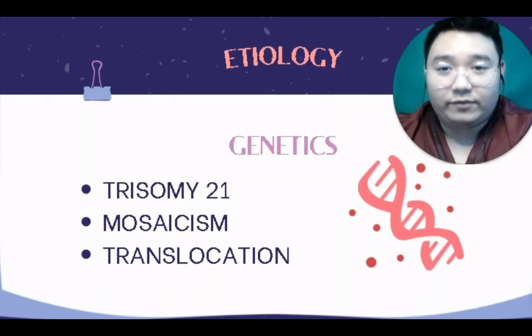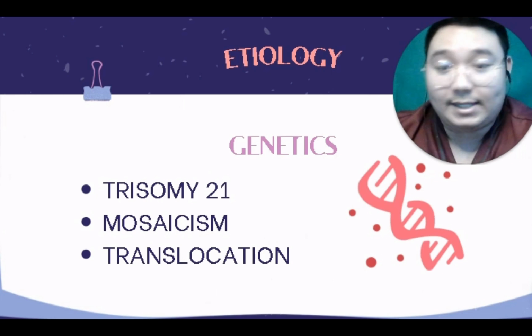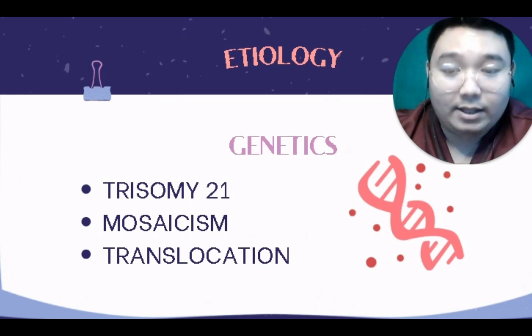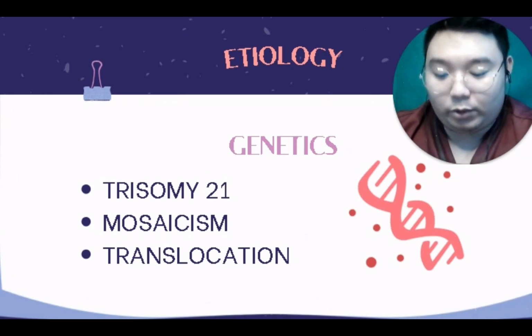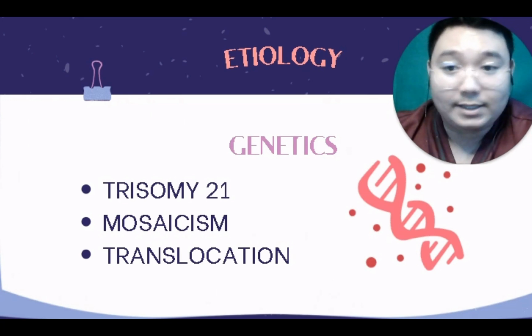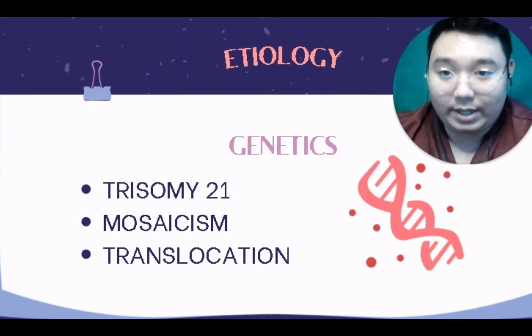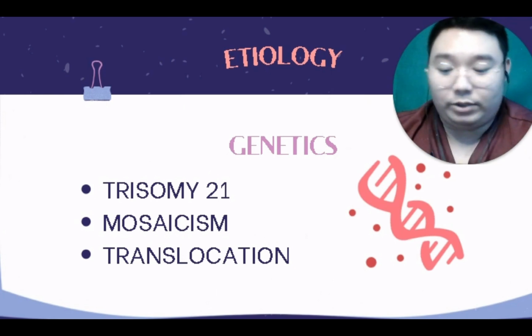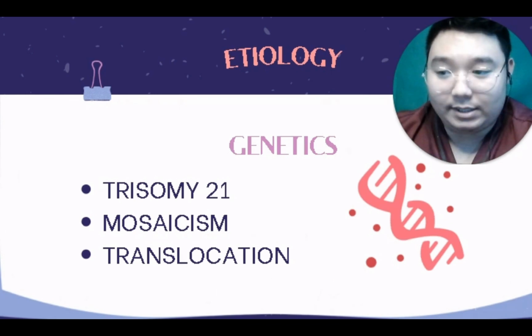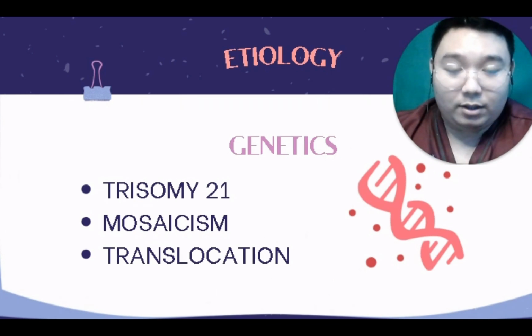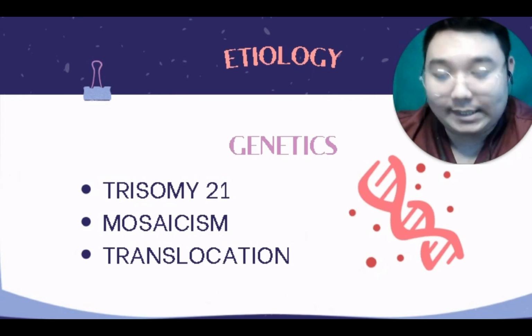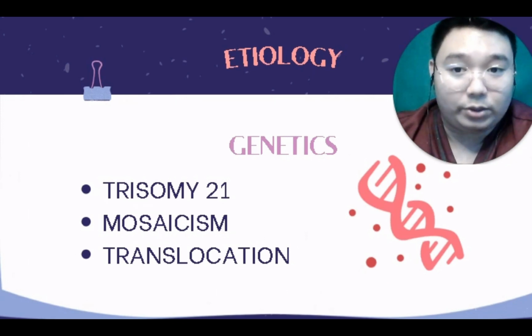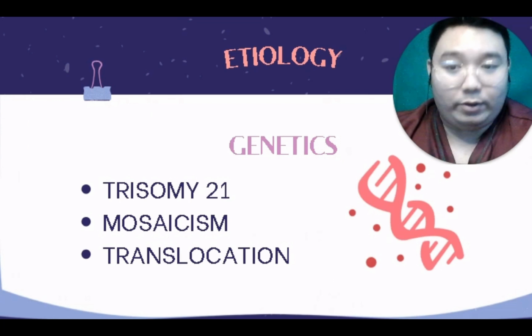The etiology for Down syndrome is genetic, since the one that is affected is chromosome 21. Another name for Down syndrome is trisomy 21. Trisomy 21 accounts for 95% of Down syndrome cases. What happens is, instead of the usual 2 copies of chromosome 21, patients with Down syndrome have 3 copies. Thus, there is an extra chromosome 21 causing Down syndrome.